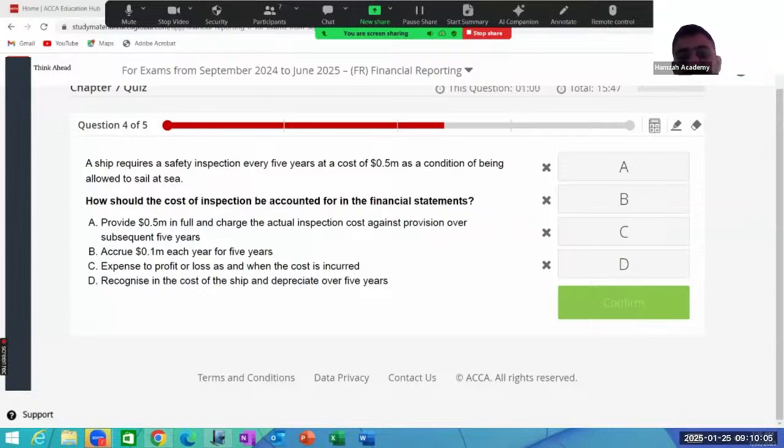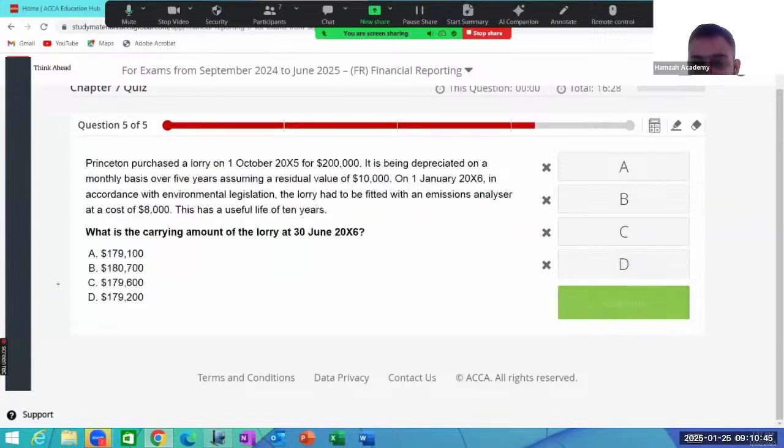Treatment of major inspection cost. It will be recognized as an asset and will depreciate over the next overhauling period. So option D is the answer. A, B, C are not the right answer. D will be the right answer. We will record it as an asset and will treat it as a separate asset for depreciation and will depreciate it over 5 years when the next overhauling is required.